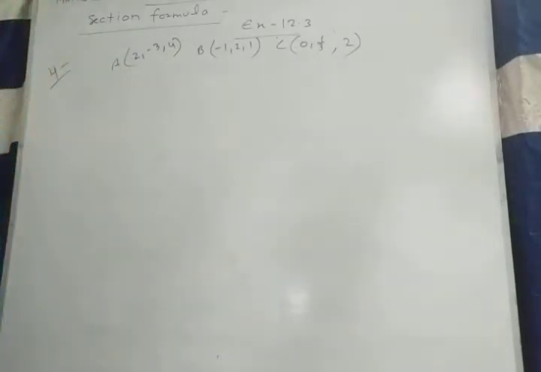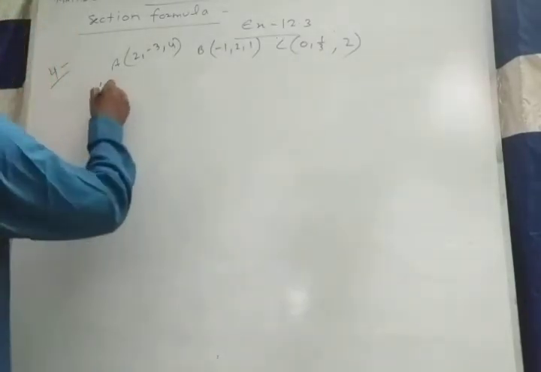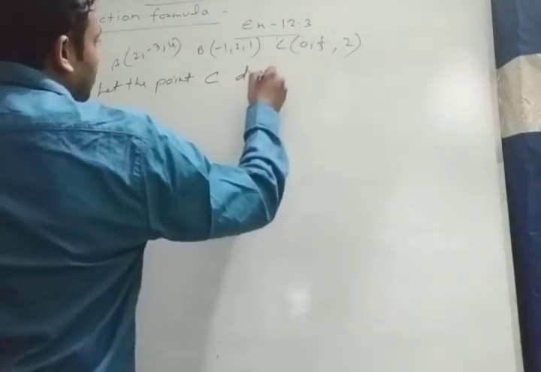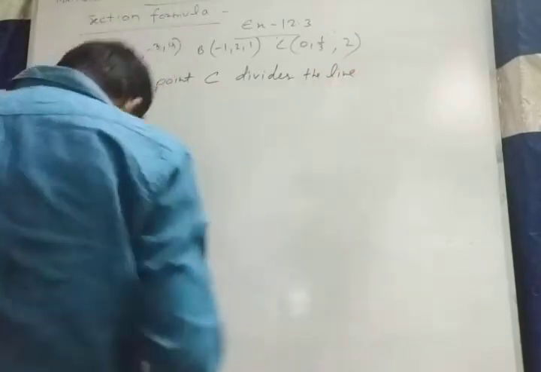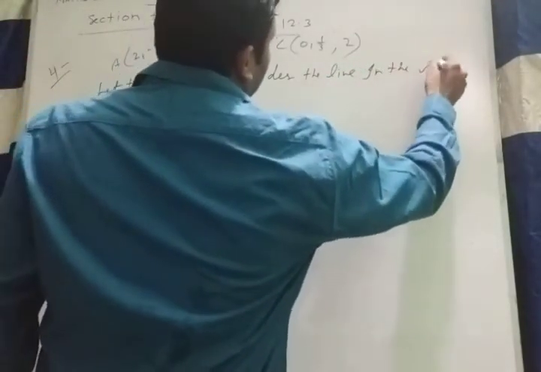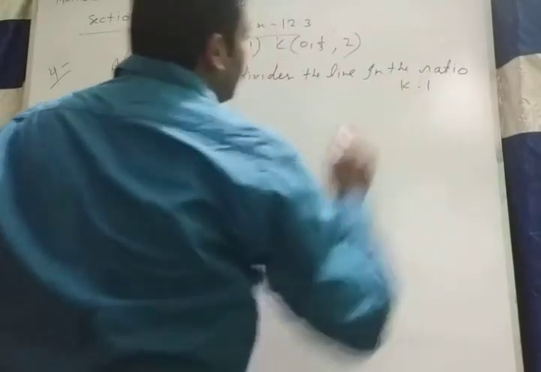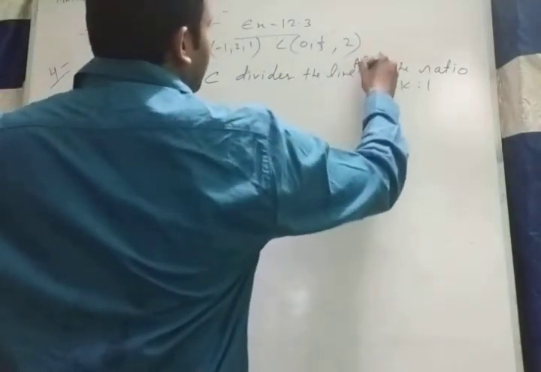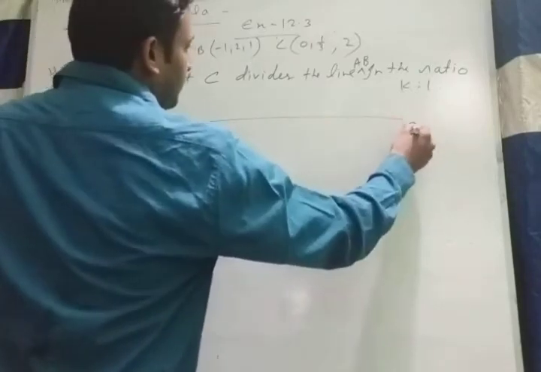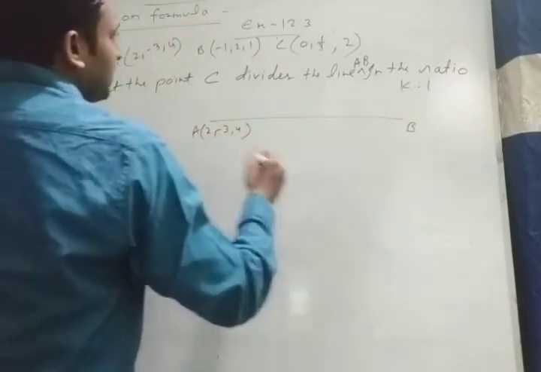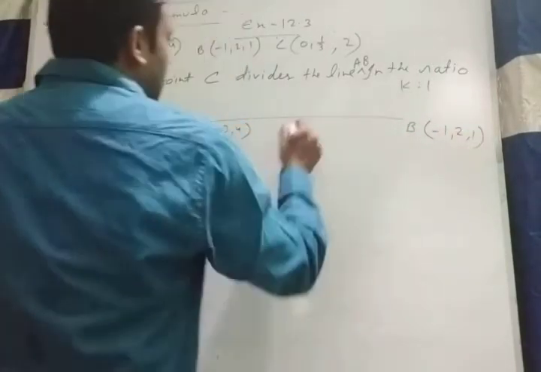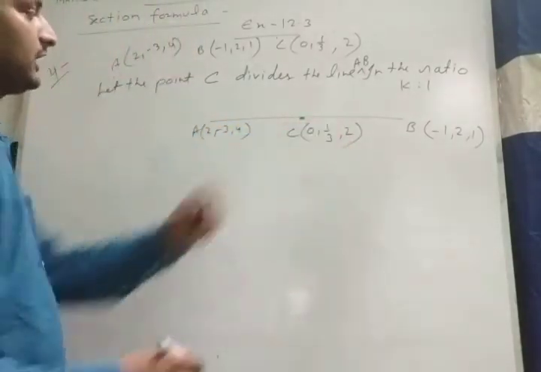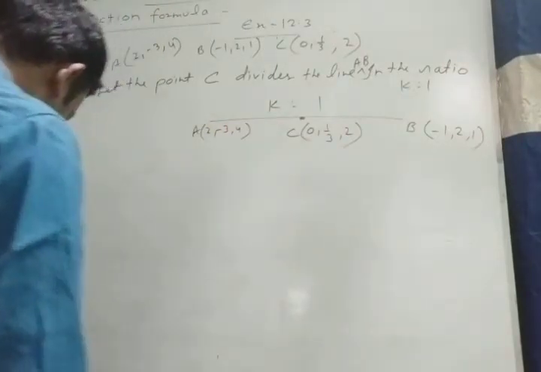To prove the three points are collinear by the section formula, first we let the point C divide the line AB in the ratio k:1. This is our A and this is B. The coordinate of A is (2, -3, 4) and the coordinate of B is (-1, 2, 1), and we suppose that point C, whose coordinate is (0, 1/3, 2), divides the line AB in the ratio k:1.